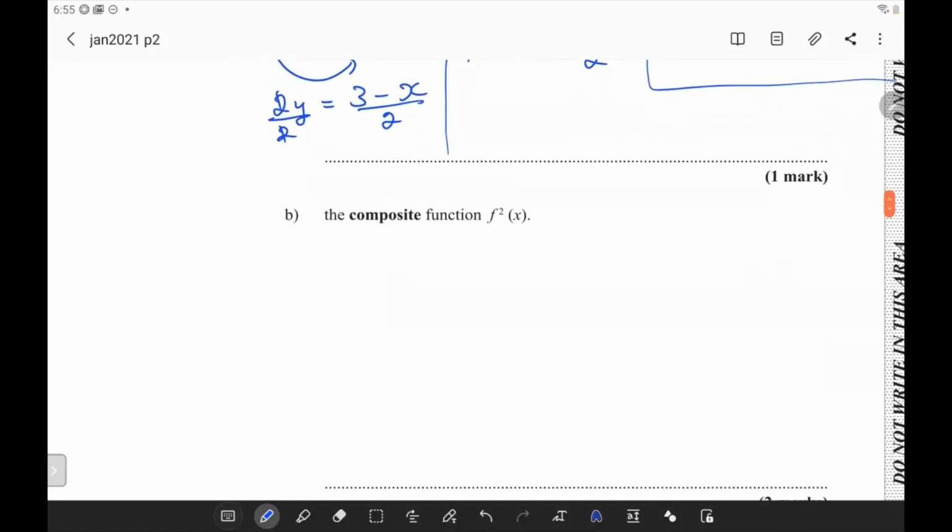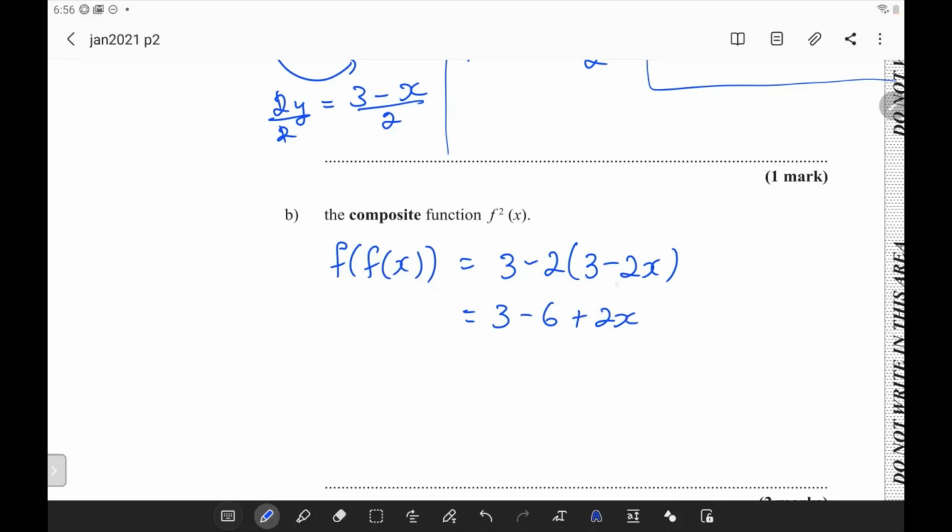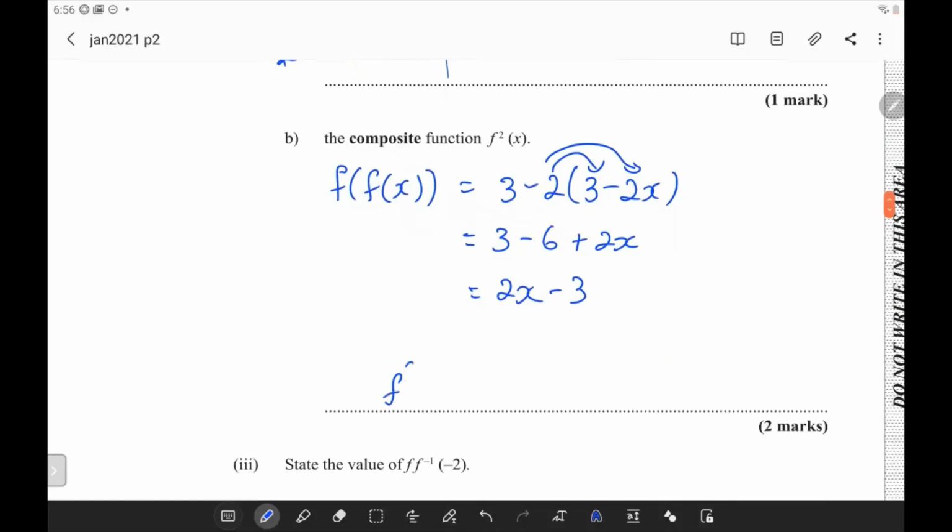The composite function f squared of x means f of f of x. So we have 3 minus 2, and wherever we see x in f of x, we put an f of x there. So we have 3 minus 2 times (3 minus 2x), expanding and simplifying. We have 3 minus 6 plus 4x, distributing the -2. So we have 4x, and 3 minus 6 is -3. So we have f squared of x is equal to 2x minus 3.